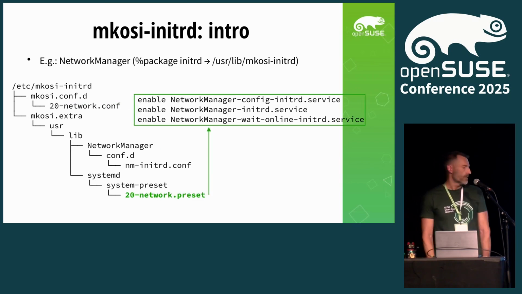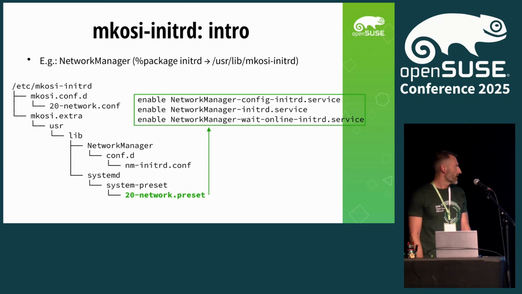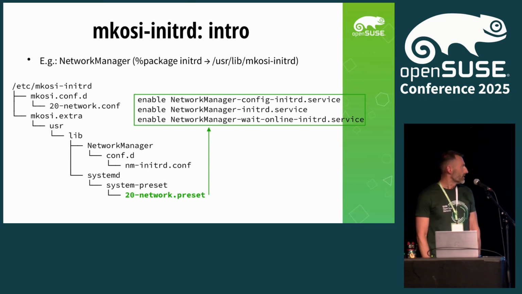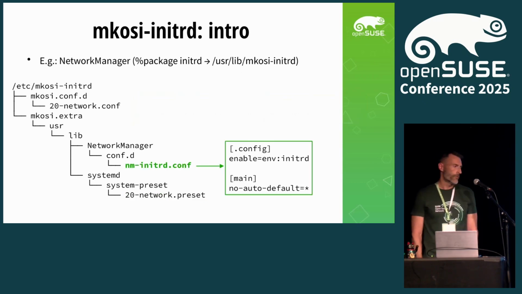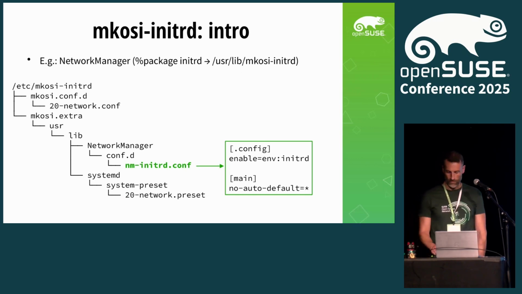The systemd system preset file to actually enable the services in the initrd, and a custom configuration for NetworkManager to not create wired default connections in the initrd by default. And that's it. I mean, we don't need to write any code or to do anything else. I mean, it's so clear.